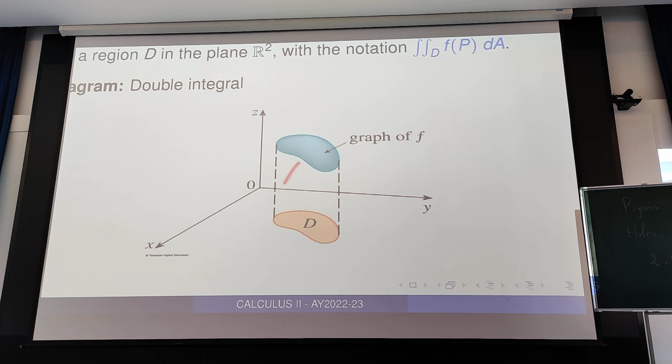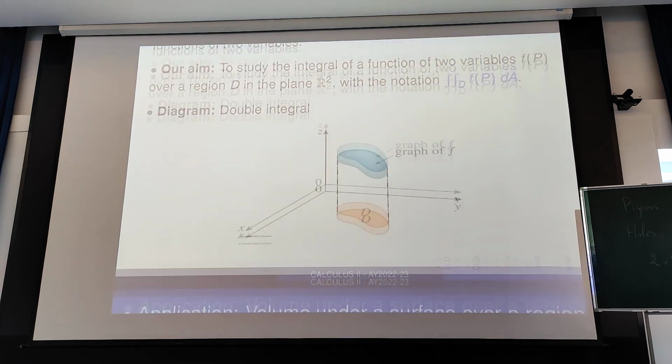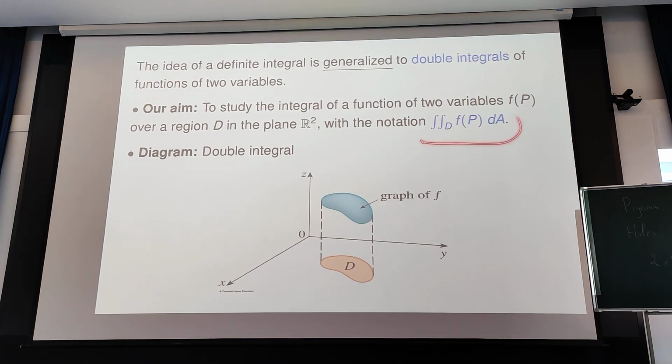Okay. Then to find this volume, we have the so-called double integral. And here's the notation. Double integral, so we have two integral signs. And D denotes this region where we consider the function. f is the value of the function. And dA means the area element. The letter A means the area. That's just a notation for the double integral. Okay?